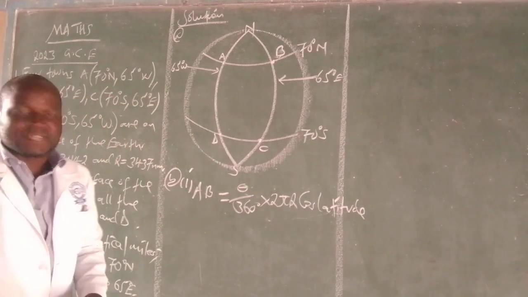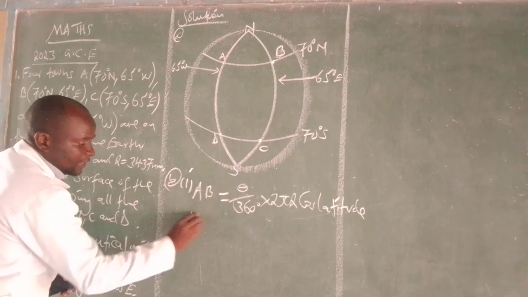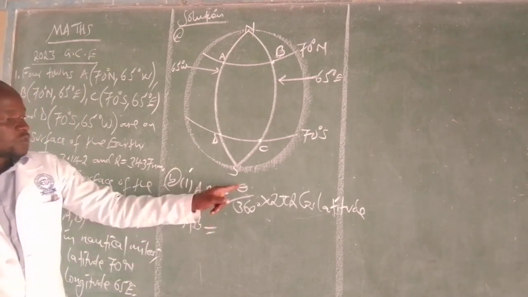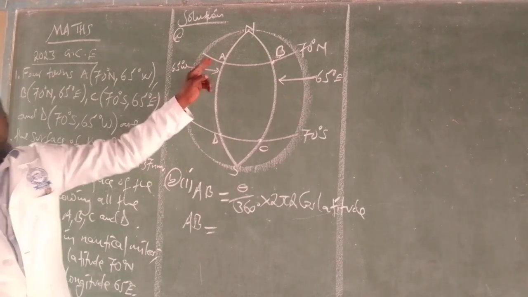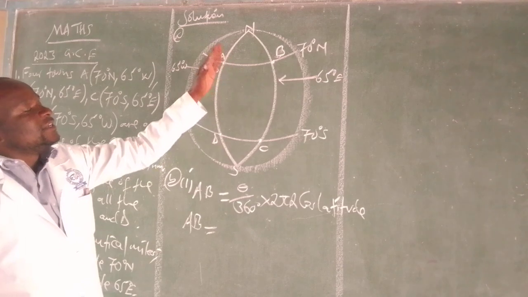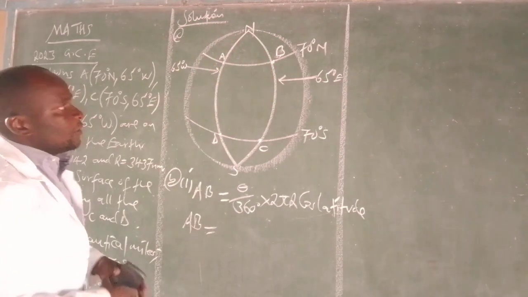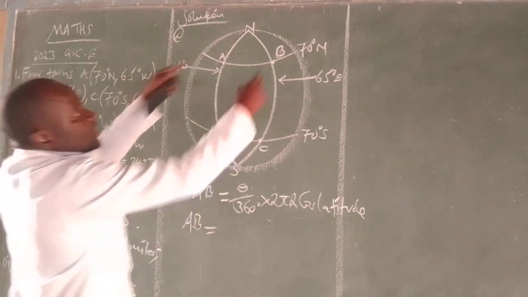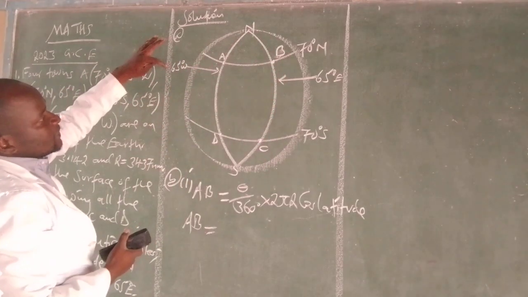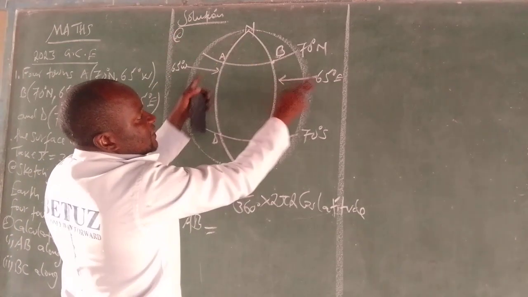So of course we understand very well what we mean there. Then we begin filling in our formula. So we have AB is equal to theta. Theta will be the angle difference between A and B. In other words, we are saying the difference in longitudes between town A and town B. So now, what you simply do is look at the longitudes where A and B are. So this is 65 degrees west. This is 65 degrees east.